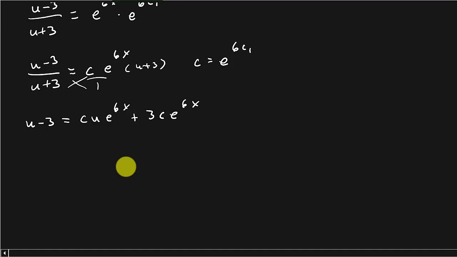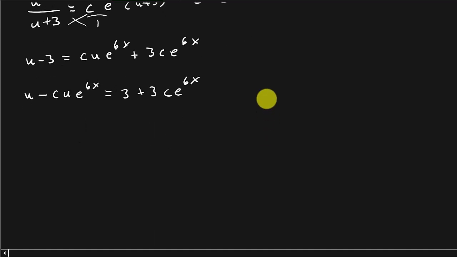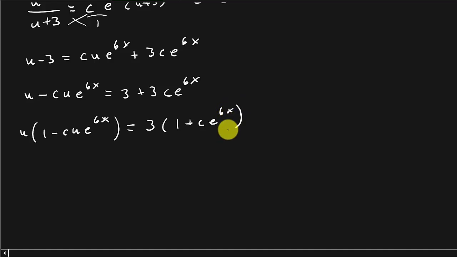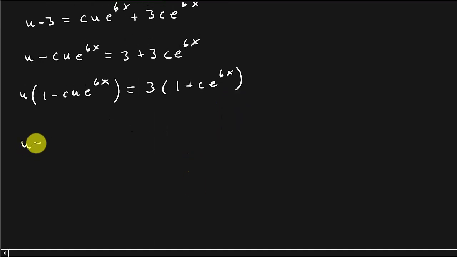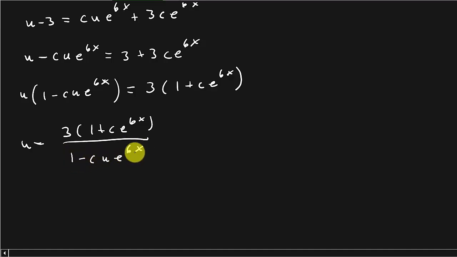So what do we want to do here? Let's write this as u minus c u e to the 6x equals 3 plus 3c e to the 6x. Just get everything with the u on one side. And so that's going to give me u times (1 minus c e to the 6x) equals 3 times (1 plus c e to the 6x). And then divide both sides. U equals 3 times (1 plus c e to the 6x) over (1 minus c e to the 6x).